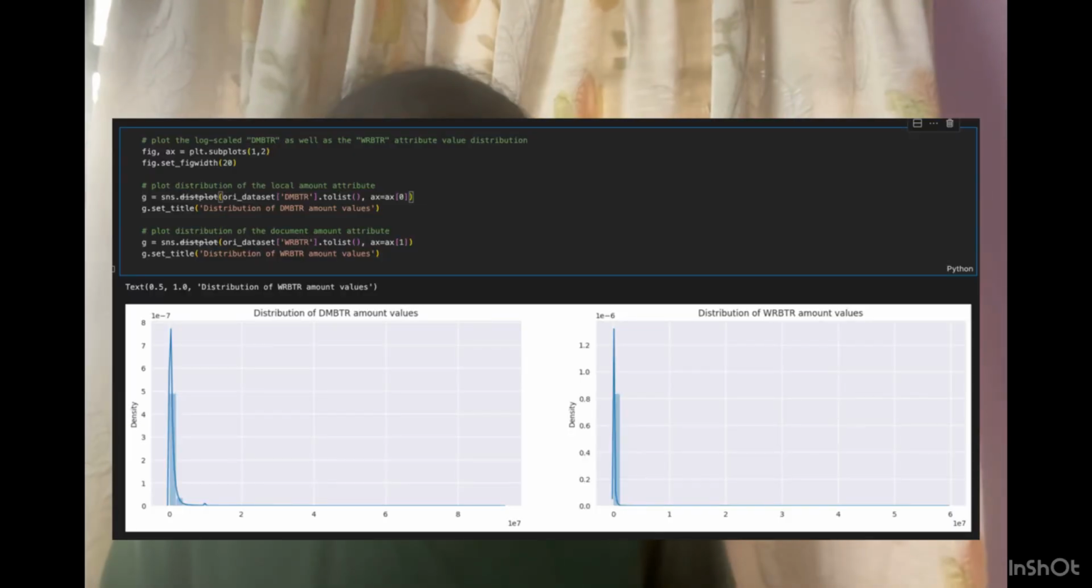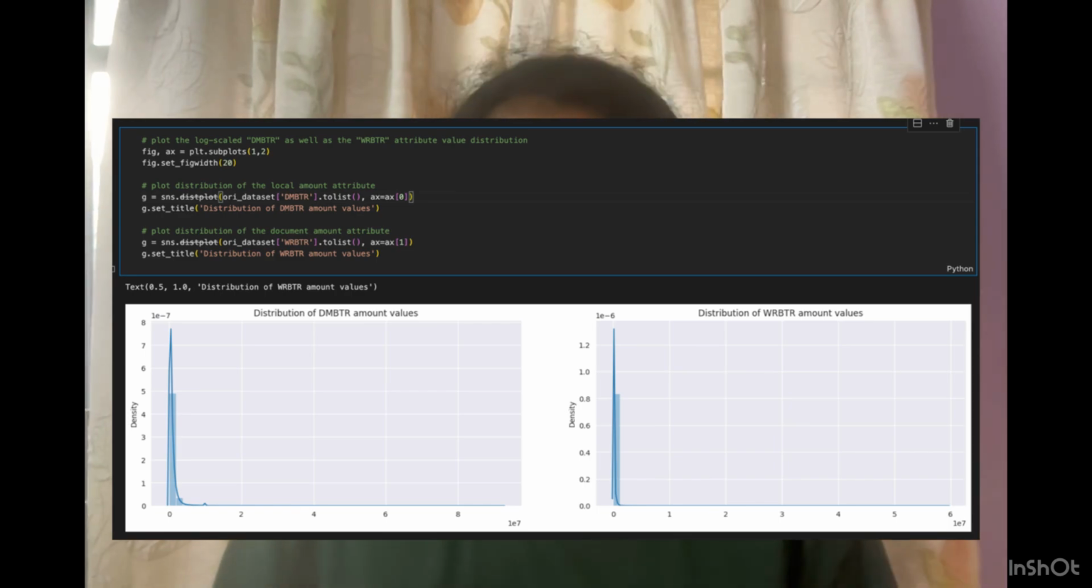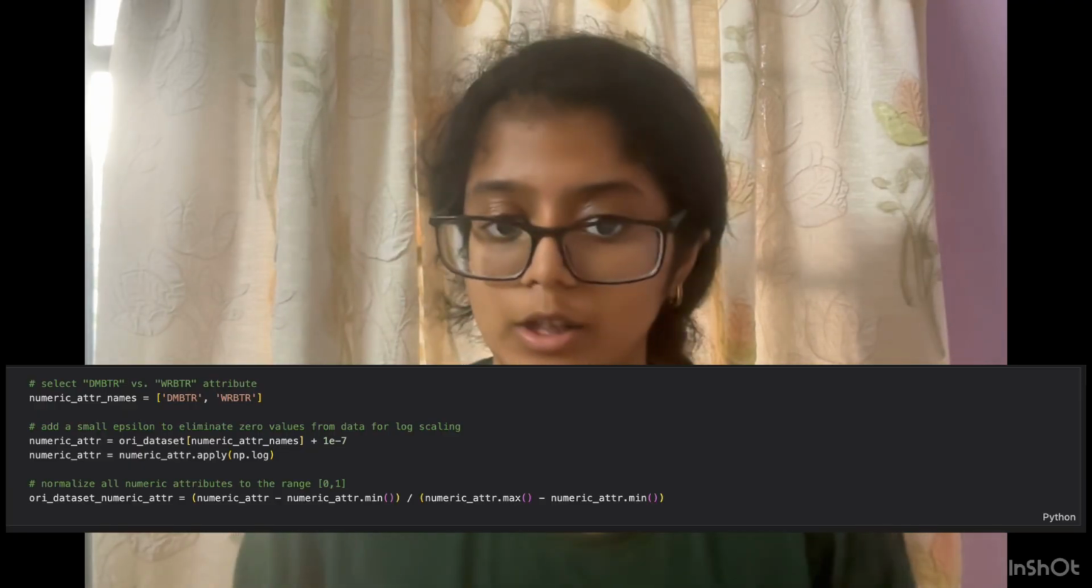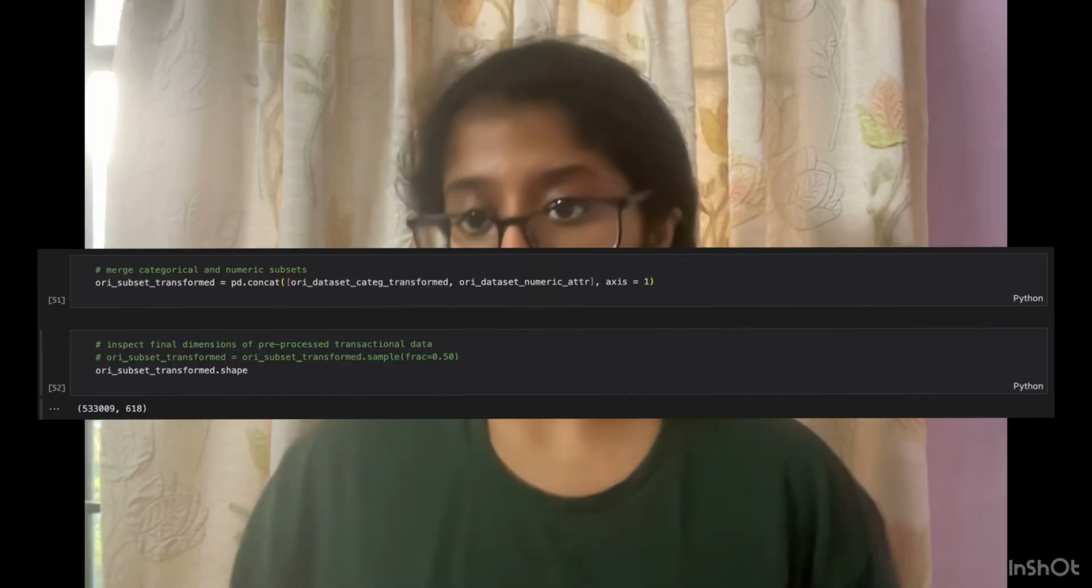To handle the numerical values, we use log scaling and min-max normalization. The numerical values were first log scaled, which made them more symmetrical, using a small epsilon value of 10 raised to minus 7 to avoid issues with zero values, and then scaled using the natural logarithm. We also used min-max normalization, where the values were normalized to a range between 0 and 1. Finally, we merged all of them together using pd.concat, and we ended up with 618 columns in our dataset.